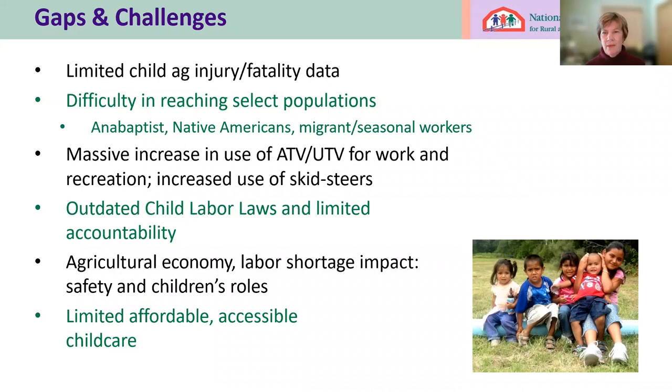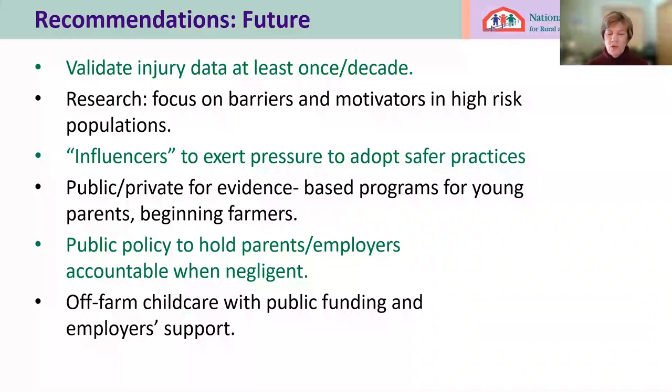So what does the future hold? Our 25-year collective experience suggests these areas of emphasis. Data on child ag injuries and fatalities are needed at given intervals to reset our priorities. Research should generate evidence of what motivates, or doesn't, parents and responsible adults to protect working and non-working children on farms where safety standards are not enforced. The socio-ecologic model guides our efforts to engage influential organizations and leaders in modeling safety protocols for children. And educational programming with public and private sector funding should focus on young parents and beginning farmers to establish rules and protocols that challenge unsafe traditions.